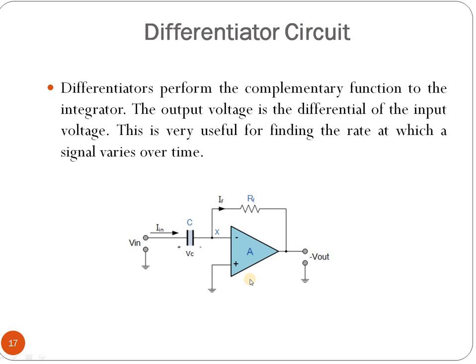Differentiator circuit. This is another circuit of op-amp, a different type of op-amp. This is the reverse process of integration, so it can do the mathematical operation of differentiation. The output voltage is the differential of the input voltage. This is very useful for finding the rate at which a signal varies over time. You see the connection diagram: the capacitor is now in the input signal and it has the feedback resistor RF between the output and input, but the capacitor is in the input circuit. That is the difference between an integrator circuit and the differentiator circuit, the placement of the capacitor.